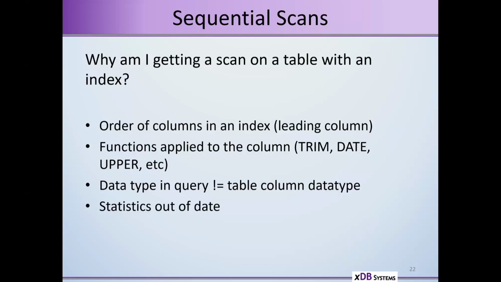But one of the most common causes for a sequential scan is that there may be an index on that column, but it may not lead the index. We've got an index on A, B, and C, and we're saying read from the table where B equals a value, right? In those cases, we usually won't see an index being used.